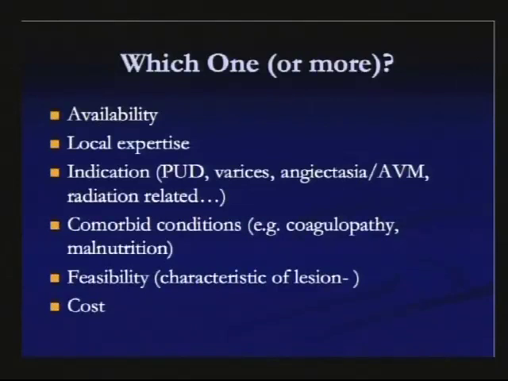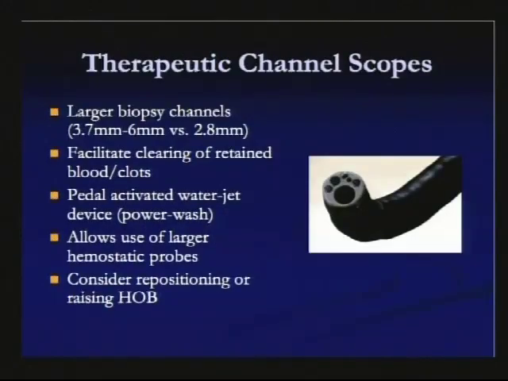What the comorbid conditions are. So if somebody has coagulopathy and it's uncorrected, if you burn the guy or if you inject, you're going to cause more bleeding. So you're better off maybe placing metallic clips on them. Feasibility, characteristic of the lesion. If the lesion is too big, the blood vessel is large, or if the area is fibrotic, you can't apply a clip. And what the cost is.